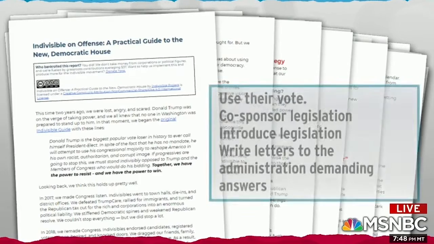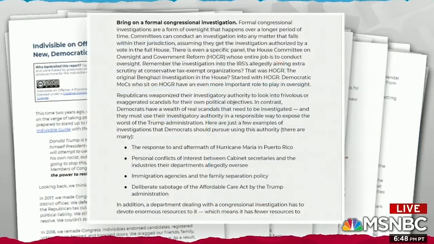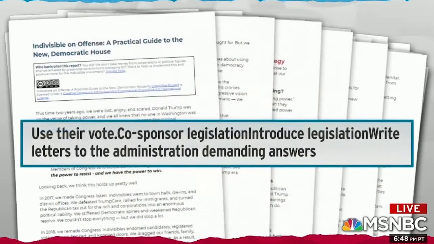This is from the Offense Through Oversight and Investigations section. If you're concerned, for example, that HUD Secretary Ben Carson spent $31,000 of taxpayer money on a dining room set for his office, you can tell your member of Congress to investigate this misuse of public funds. You can tell your member of Congress they can bring on a formal congressional investigation. Here's a starter list you could pass along. Tell your member of Congress to use their vote. Tell them to sponsor a bill. Tell them to introduce new legislation. Tell them to write letters to the administration.